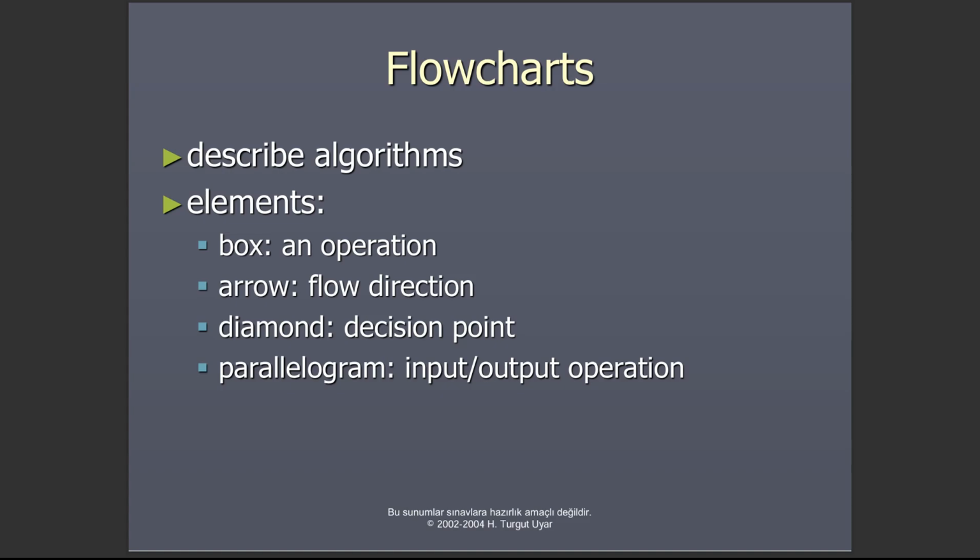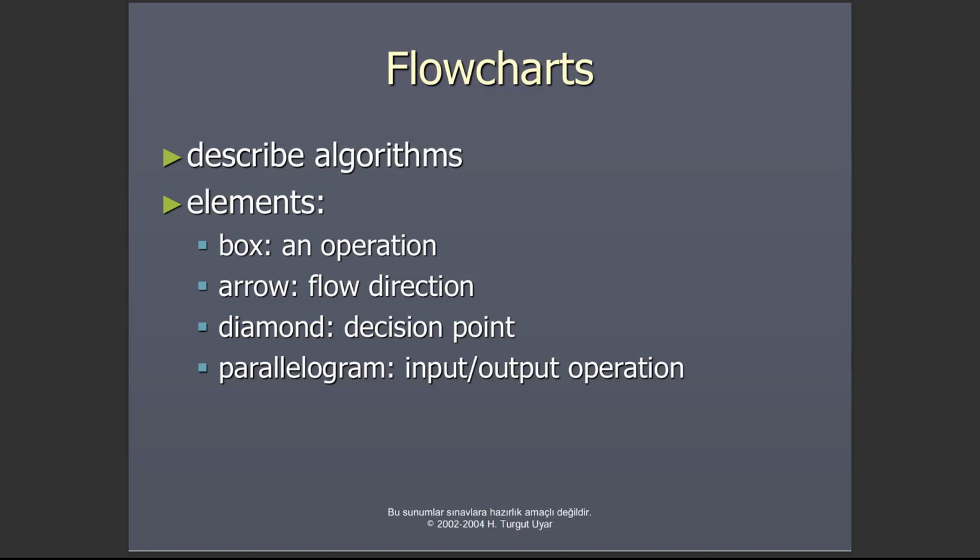Now, let's learn something about flowcharts. Flowcharts are very useful tools because they help us describe algorithms visually. There are four main elements in a flowchart. First, we have boxes. These show operations or actions.